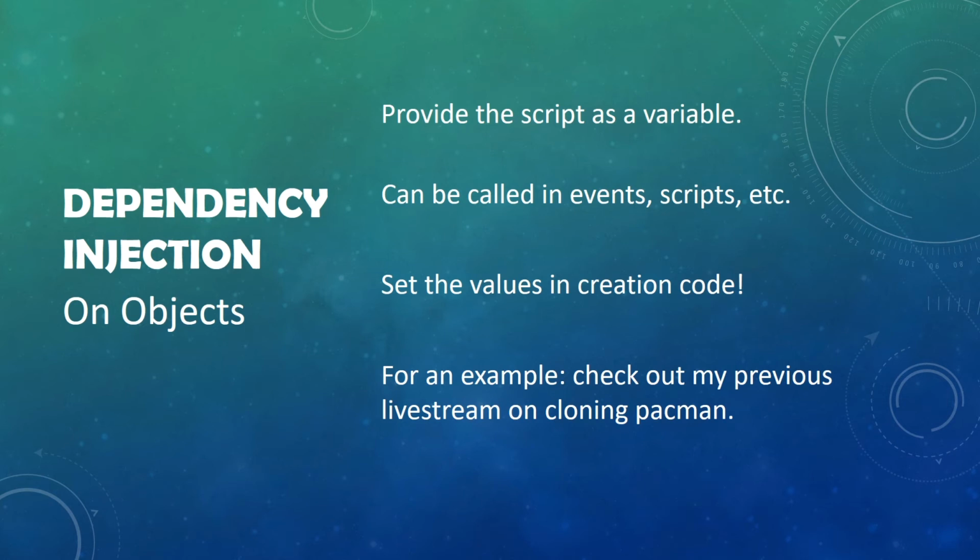So what about objects? This is the second way you can think about dependency injection, and that is giving objects or instances different scripts to work with, which is what you would have to use to solve the problem I described at the beginning of this video. Now, the really easy way to do this is simply to pass in the script as a variable, which can then be used inside the events or scripts, etc., using script executes like usual.